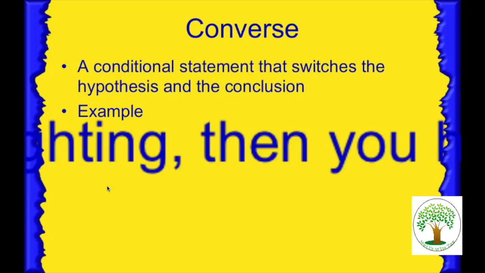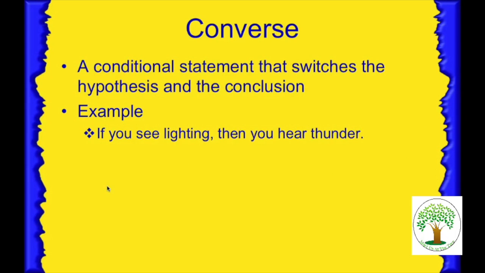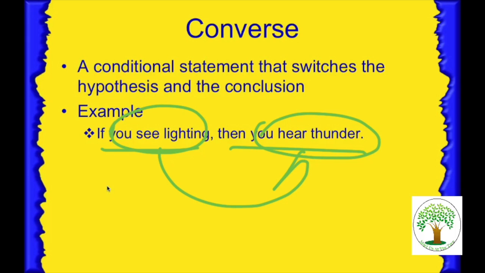Here's an example. If you see lightning, then you hear thunder. The hypothesis for this one is if you see lightning, then you hear thunder. You will always have the if at the beginning and the then, but we will be switching the you see lightning and the you hear thunder. We will be switching it around. So it will look like this.